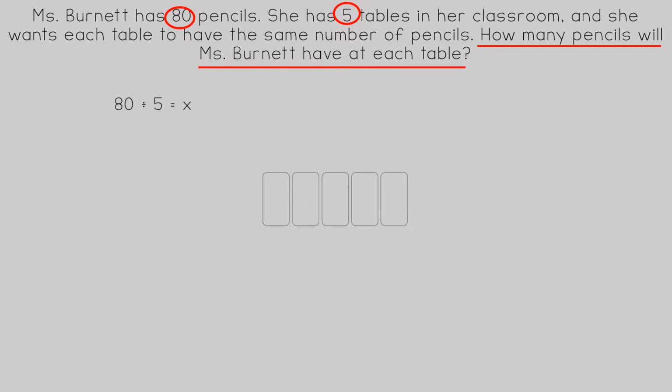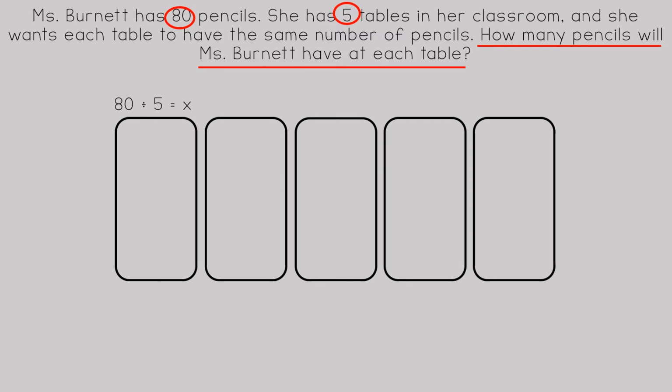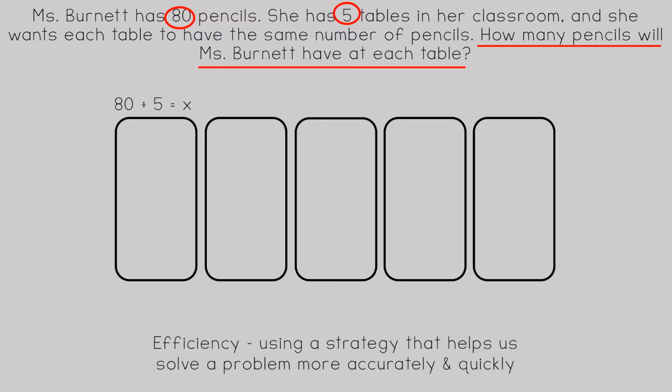Miss Burnett has 80 pencils. She has 5 tables in her classroom, and she wants each table to have the same number of pencils. How many pencils will Miss Burnett have at each table? Well, the equation for this would be 80 pencils divided by 5 tables. Now, Miss Burnett could take 1 pencil each and just distribute that amongst each table, but is that efficient? Efficiency is when we use a strategy that helps us solve a problem more accurately and quickly.